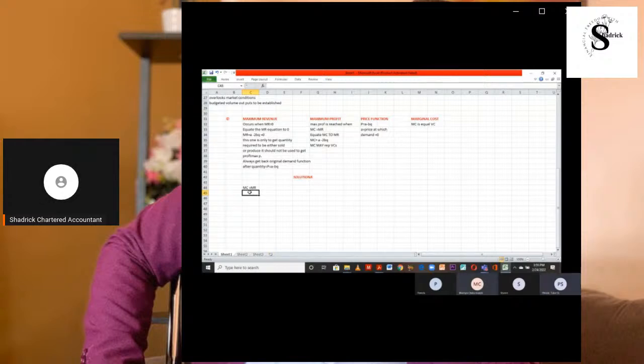So now look at MC. Remember what we said about MC? MC is equal to variable costs. Since we don't have MC in the question, we look for variable cost. Our variable cost is 20Q. So 20 will be equal to our MR, which has been given to us as 50 minus 0.002Q.